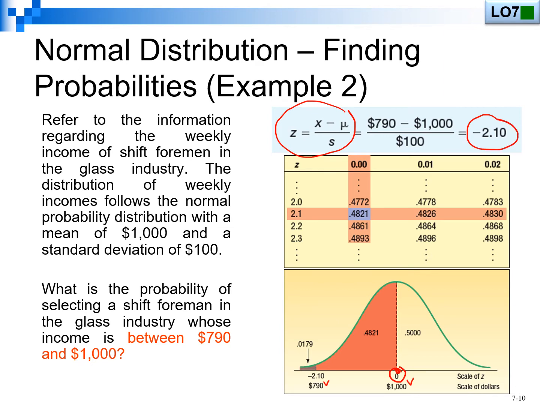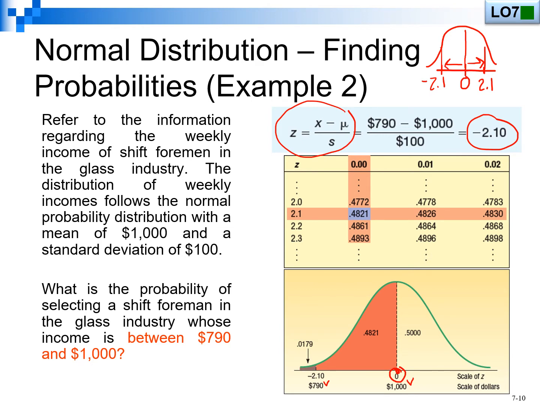-2.10. Now remember the idea of symmetry. Let me explain, in case you're getting confused at this point. If we're at 0, and we're looking at a -2.1 z-score, remember, if we were looking on the other side of the curve for a +2.1, the way the table works is 0 all the way up to a +2.1 versus 0 down to a -2.1 is exactly the same.